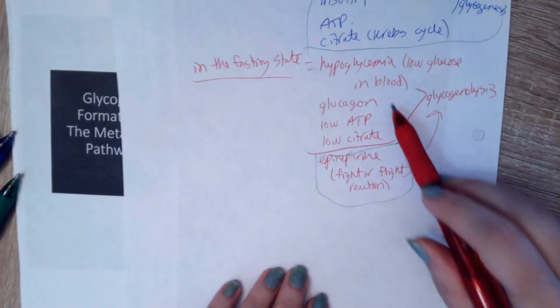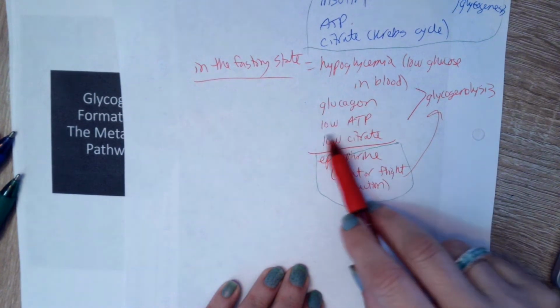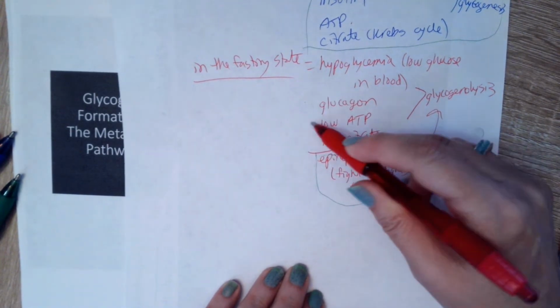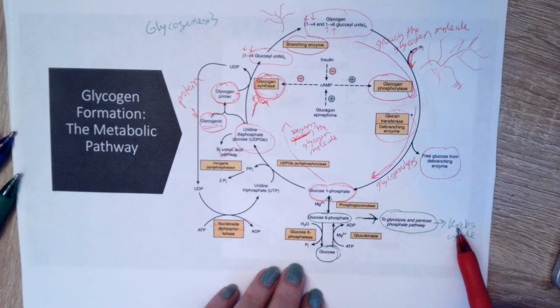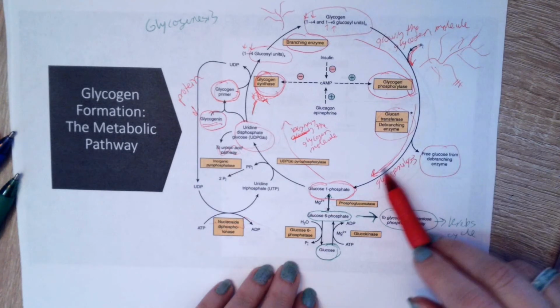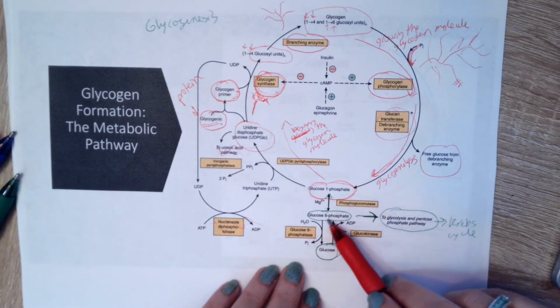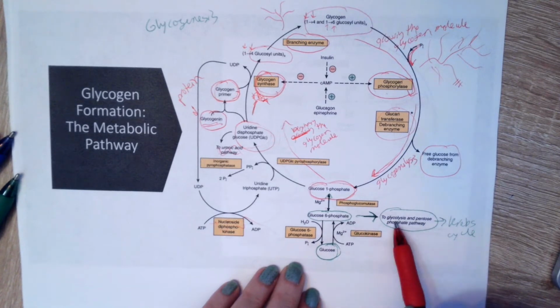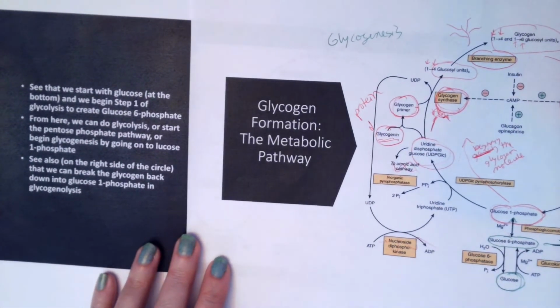And you think, here we are, we're hypoglycemic, got glucagon going on, we have low ATP, that's the big key there, low ATP. What do we want to do? We want to do glycolysis and the Krebs cycle. So we broke down our glycogen, we converted those single glucose molecules back into glucose 6-phosphate, and now, boom, we get to do glycolysis.